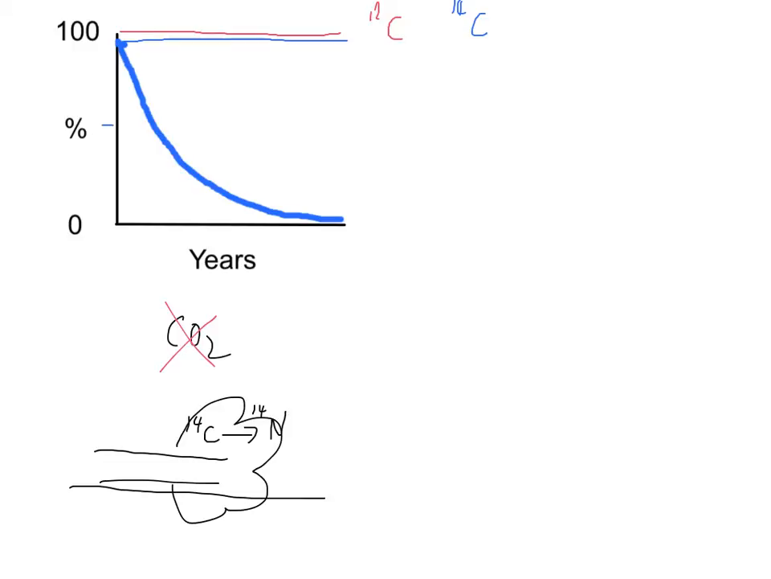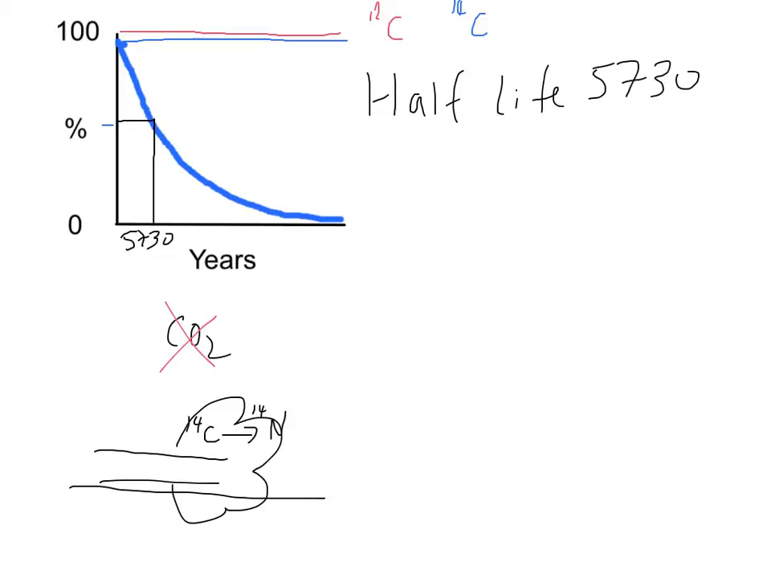For example, after a certain amount of time, half of the original unstable carbon 14 atoms will have decayed. And if we draw a line across to this and down, that will equal 5,730 years, because that's the half-life of carbon 14. It takes 5,730 years for approximately half the original unstable carbon 14 atoms to decay into nitrogen 14.